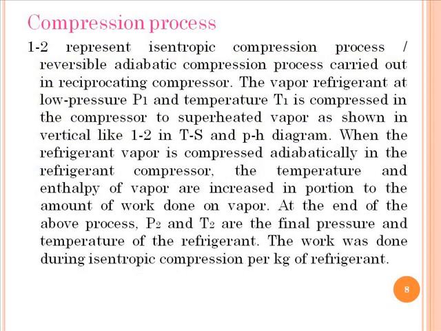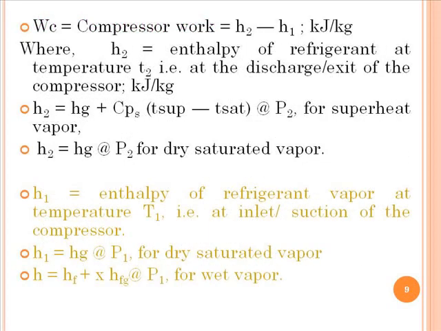So as we had discussed, 1 to 2 is a compression process. We have to supply work to the compressor. The compressor will compress the vapor refrigerant, and at outlet we will get high pressure, high temperature refrigerant in vapor form. Now according to the steady flow energy equation, if you want to know what is the compression work, then WC, that is equal to H2 minus H1. The unit is kilojoule per kilogram, where H2 is enthalpy of refrigerant at the temperature T2, that is after compression.